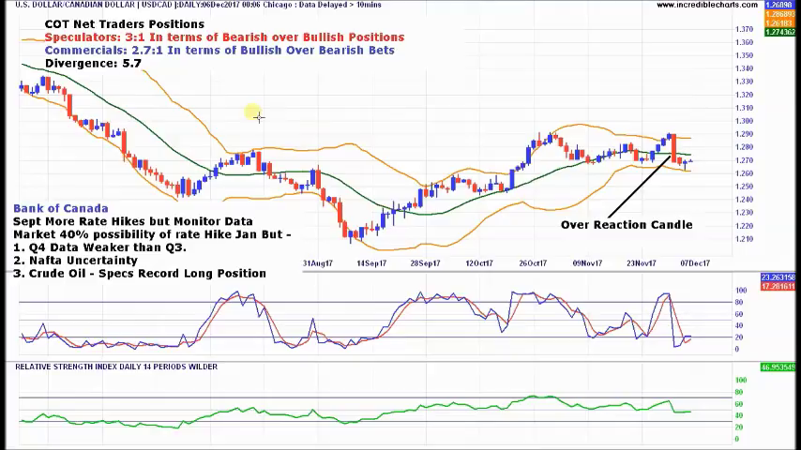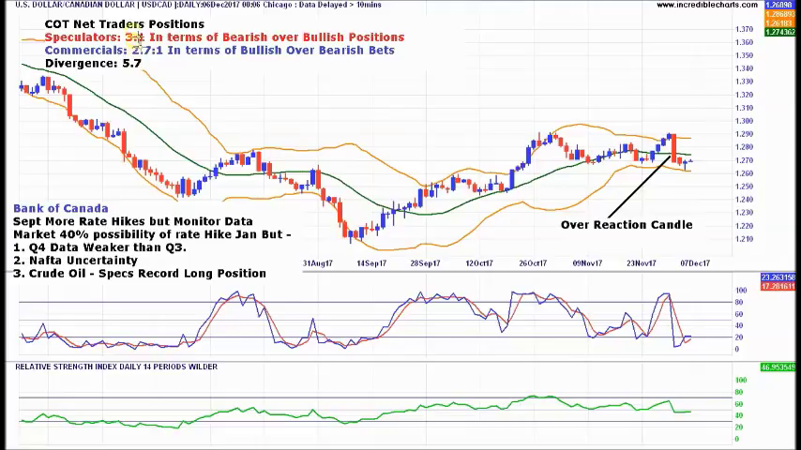It's a fantastic tool. It helps you judge the sentiment behind the charts, which can give you clues to where a pair might go. Now, the way we do this is by comparing speculative positions in red against commercial positions in blue. Speculators are 3-to-1 in terms of their bearish over their bullish positions, so bearish of USD CAD. Commercials, the opposite view, 2.7-to-1 in terms of bullish over bearish bets. Bets or positions, same thing, okay?